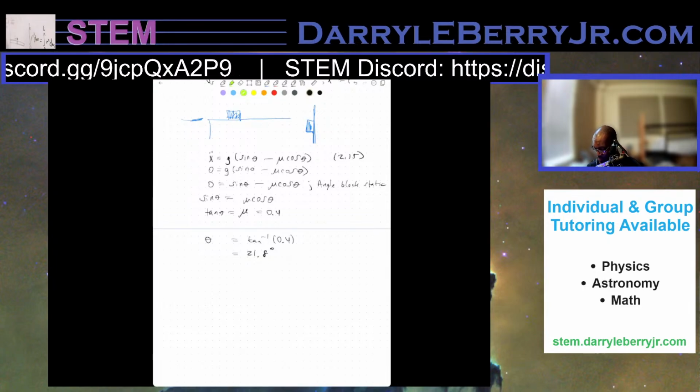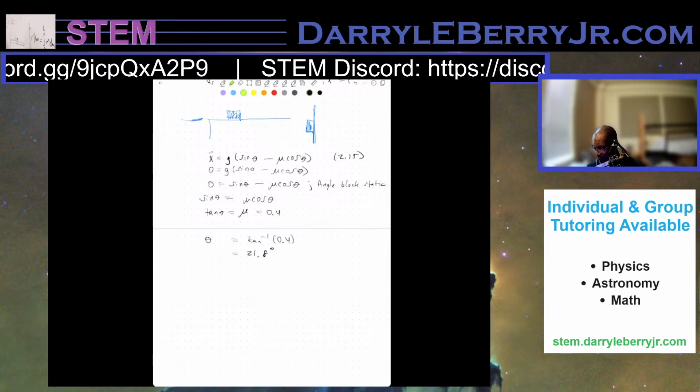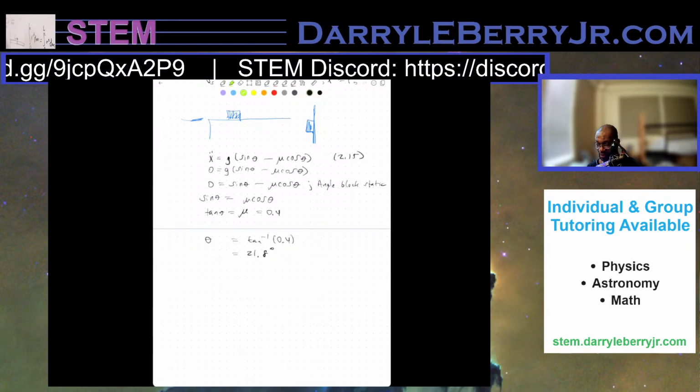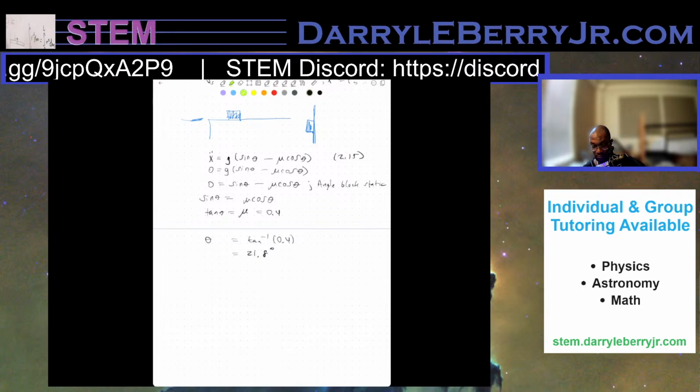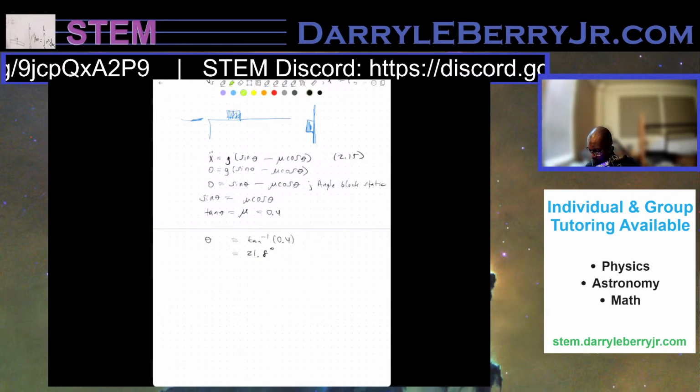If theta is greater than 21.8 degrees, it starts to slide. If theta is less than or equal to 21.8 degrees, then it stays where it is. So that's good to know.